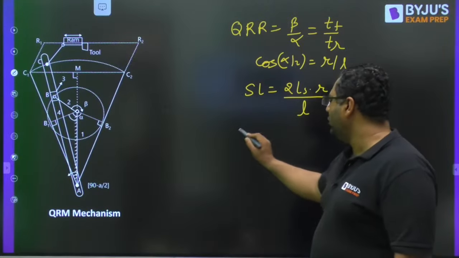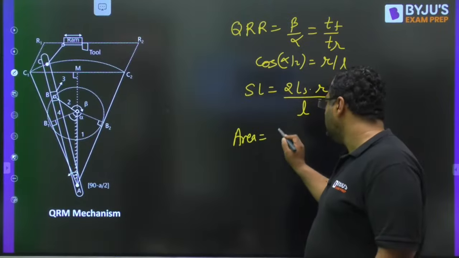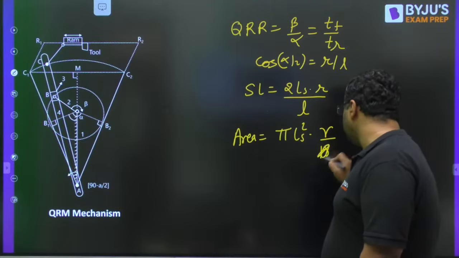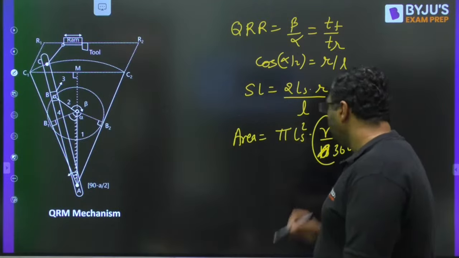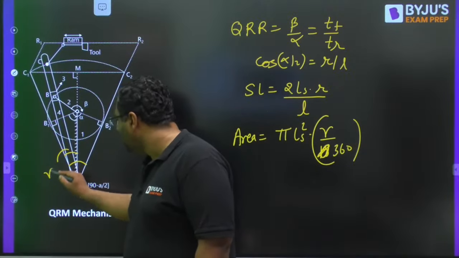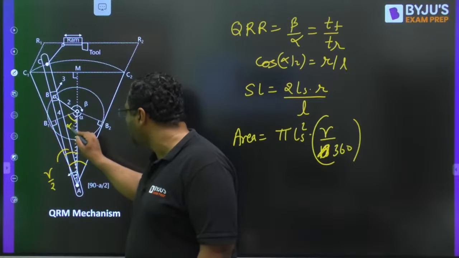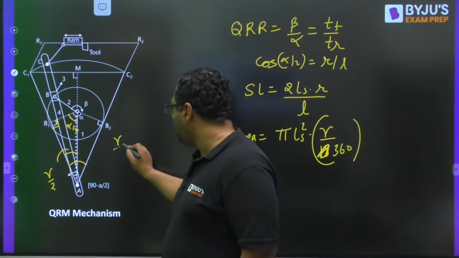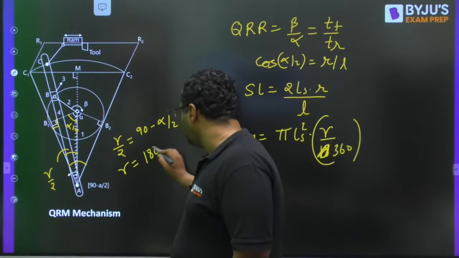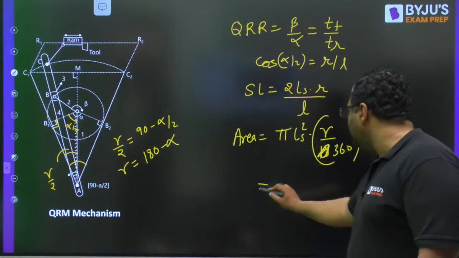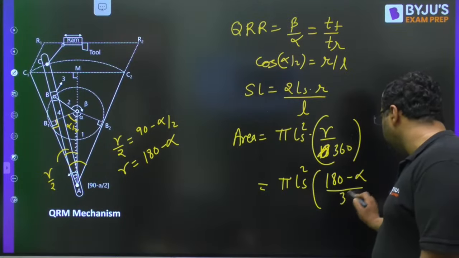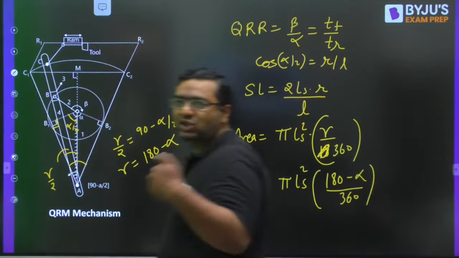And we know the area swept by the slotted bar is pi LS squared into gamma by 360. If you are talking about gamma, I can give you a much clearer picture. As this was gamma, this will be gamma by 2. If this is gamma by 2, this is alpha by 2, and this is 90, then gamma by 2 is nothing but 90 minus alpha by 2. And gamma can be written as 180 minus alpha. So you can further rewrite it as pi LS squared into (180 minus alpha) by 360. Things are going to be on a much easier way.